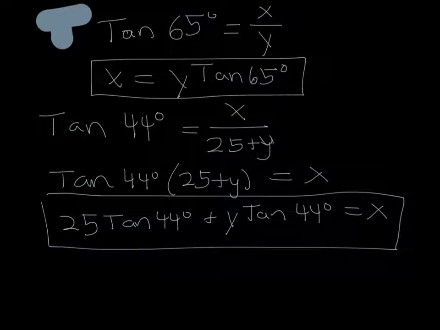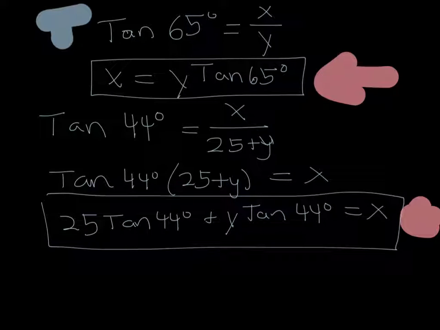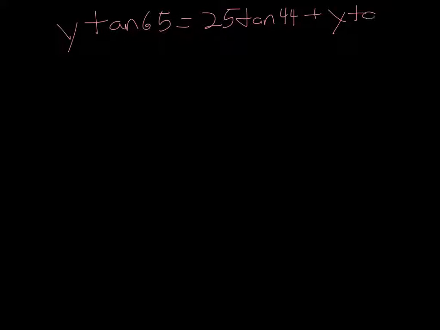Both of these equations are currently solved for x, which means I'm allowed to set them equal to each other. So I'm going to set them equal, and I know that y tangent 65 equals 25 tangent 44 plus y tangent 44. Now you can keep it in these tan functions as long as you'd like, or you can go ahead and simplify it into its decimal form. I chose at this step to go ahead and go to decimal form.